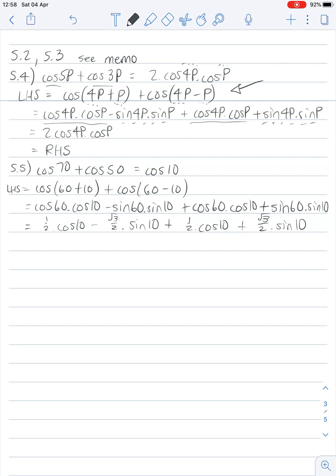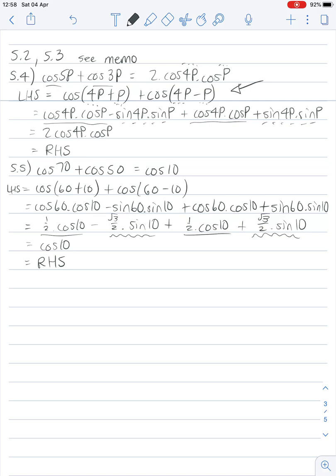Cool, we're looking for like terms over here. You've got a half cos 10 and a half cos 10, which is going to give you 1 of cos 10. And similarly here, you've got minus that and you've got plus that, cancel each other out. That's all I've got, equals right-hand side.